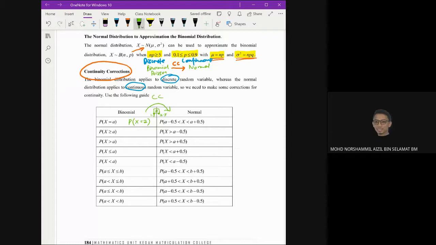Tak faham? Okay, maksudnya kalau probability kat 2, kita kena ambil nombor tengah-tengah sebelum 2 dengan selepas 2. So, apa akan jadi probability dekat 2? Dia akan jadi 1.5 sampai 2.5. Boleh faham tak? Faham. Maksudnya kita ambil tengah-tengah sebelum 2 dengan selepas 2. Sebelum 2 adalah 1.5, selepas 2 adalah 2.5. Tengah-tengah antara 2 dengan 1, antara 2 dengan 3. Got the idea?